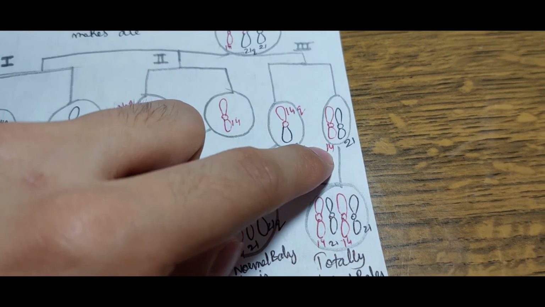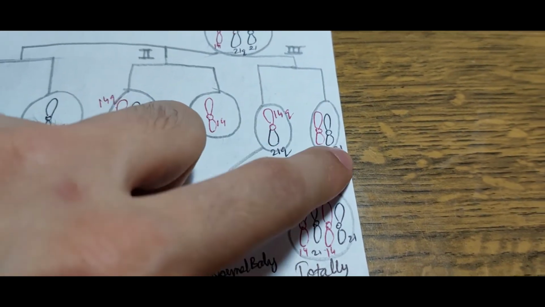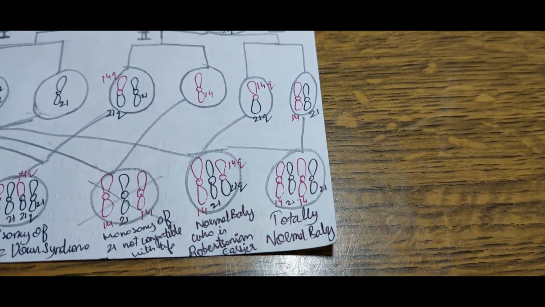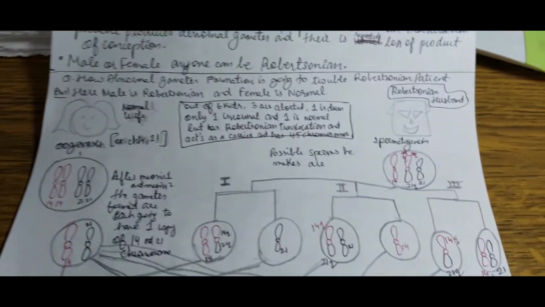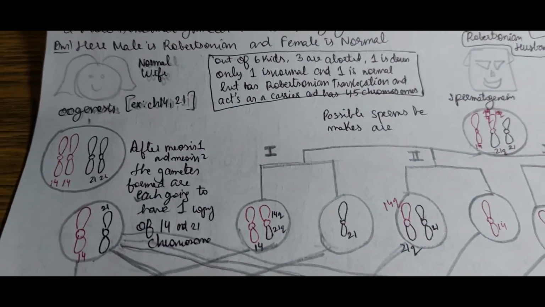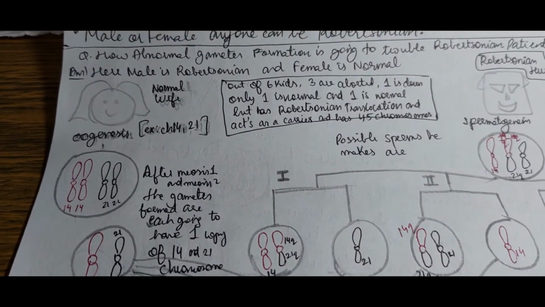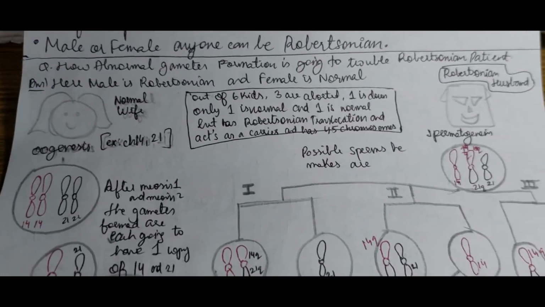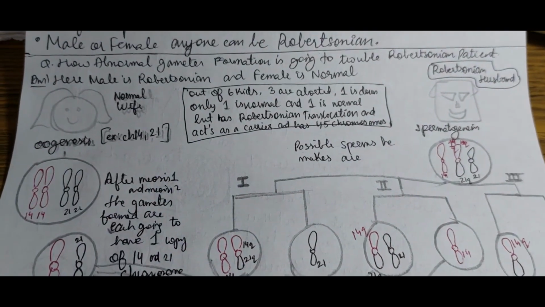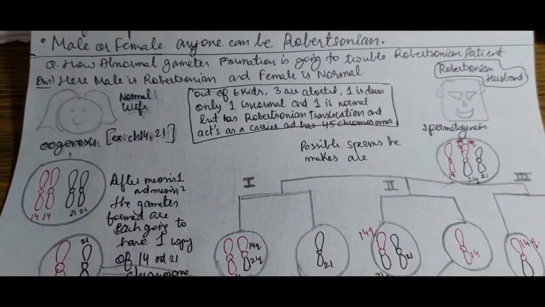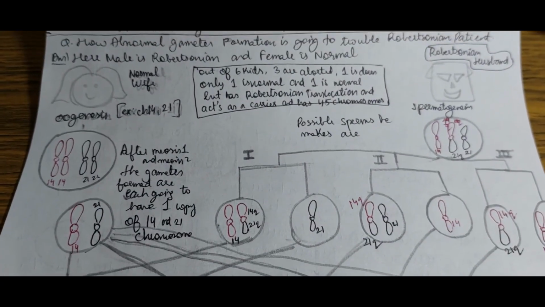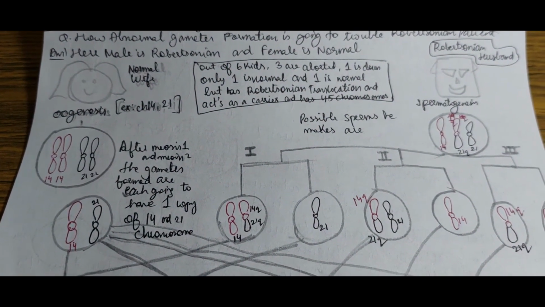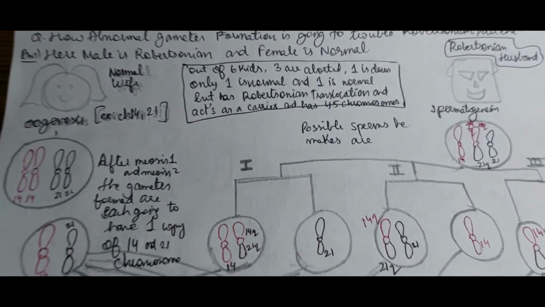Then finally, the last case, when the husband has absolutely normal gametes 14 and 21, and the female also has 14 and 21, the baby is going to be healthy, normal, with a very good karyotype. So this is the reason why Robertsonian translocation will cause problems with gamete formation, and why there is repeated loss of product of conception. In this example, we saw out of 6 kids, 3 were aborted, 1 kid had Down syndrome, 1 kid was normal, and 1 kid was normal but had Robertsonian translocation and acted as a carrier, and that Robertsonian translocation kid who acted as a carrier has only 45 chromosomes.